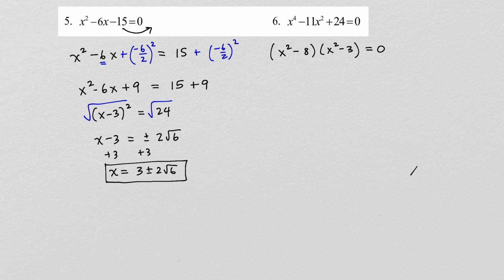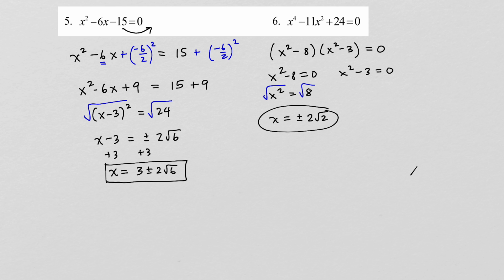Now to get the solutions here, we are going to set each of these factors equal to 0, and then we're going to solve these equations. So in this first equation, I'm going to add 8 to both sides, and then I'll take the square root of both sides, and that gives us x equals plus or minus the square root of 8, which simplifies to 2 radical 2. In the other equation, I'm going to add 3 to both sides, and then take the square root of both sides, and this gives us x equals plus or minus the square root of 3.